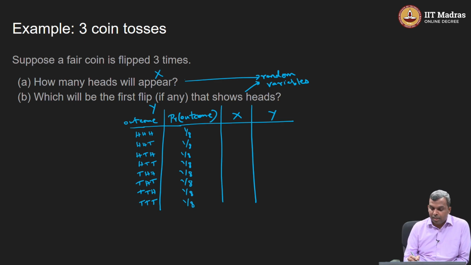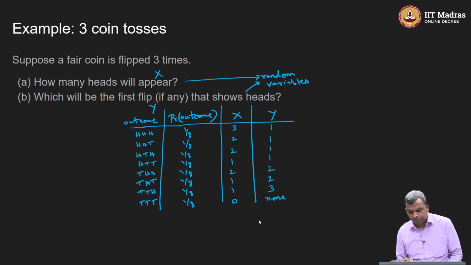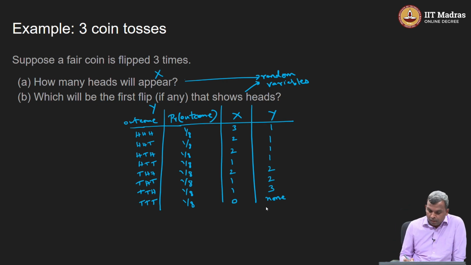Now what is x? X is the number of heads that will appear: 3, 2, 2, 1, 2, 1, 1, 0. And y is the first flip, if any, that shows head. Here it is 1, here it is 1, here it is 1, here it is 1, here it is 2, here it is 2, here it is 3, here there is none. So, now this table completely describes my 2 random variables.